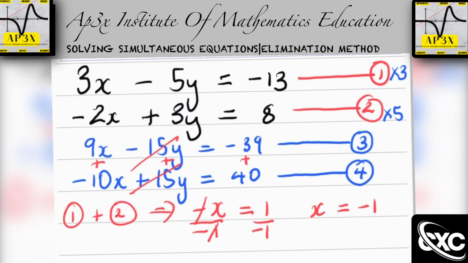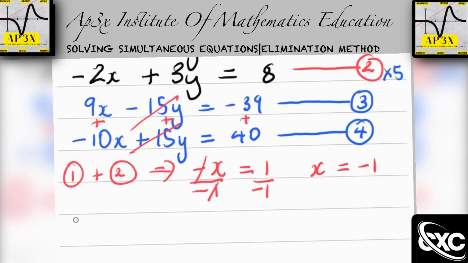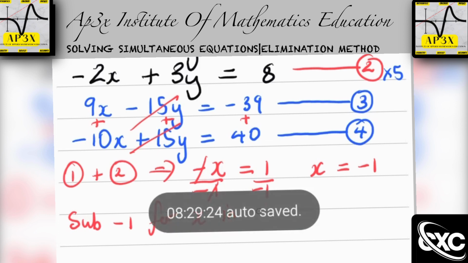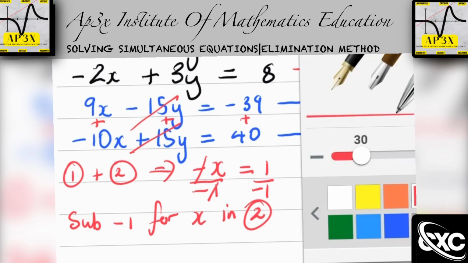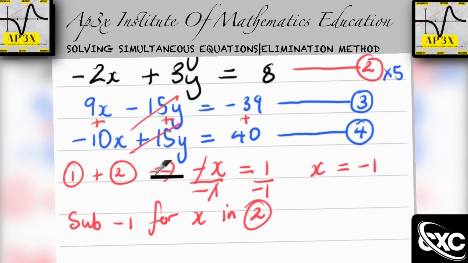Now, once I've obtained my value for x, I'm then going to write my statement. I'm going to be substituting, so I'm going to be subbing negative 1 for x in an equation of my choice, either equation 1 or equation 2. So I particularly, again, prefer working with small numbers. So I'm going to go ahead once again and use equation, say here, 2. So now I'm going to end up with, say here, equation 2.